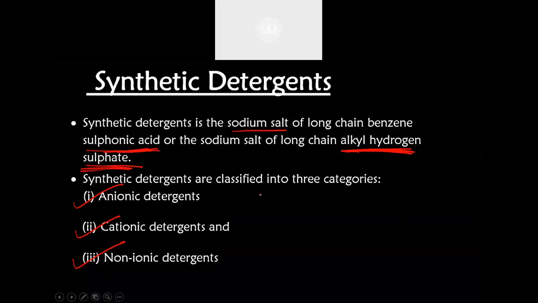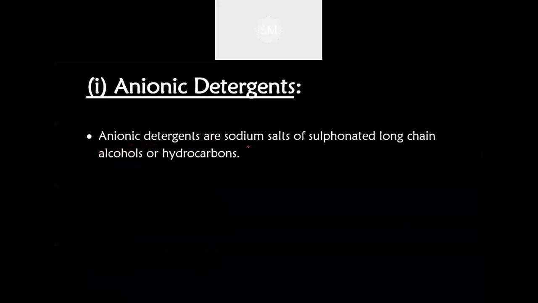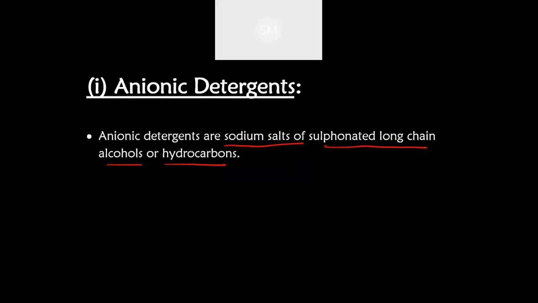In those 3 categories, go with the names again: anionic detergent, cationic detergent and non-ionic detergent. Anionic are the ones containing sodium salt of sulfonated long chain alcohols or hydrocarbons. These are called anionic because the micellar region will be negatively charged. You don't need many structures, but you will have to remember the names. So these are sodium salts of sulfonated long chain alcohol or hydrocarbon.